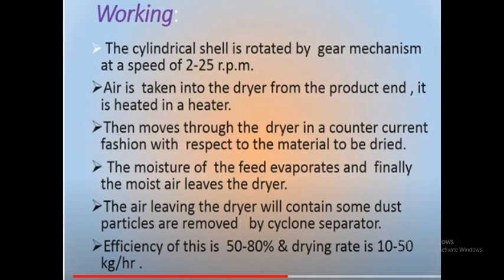Air leaving the dryer will contain some dust particles, which are removed by a cyclone separator. Efficiency of this device is 50 to 80%. Drying rate is 10 to 50 kg per hour.